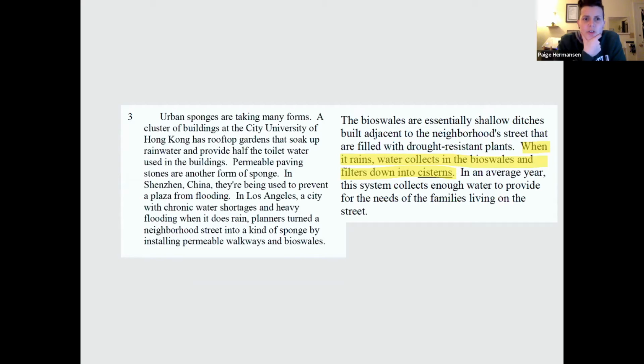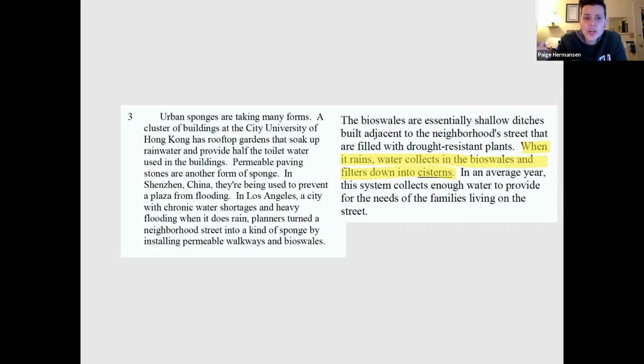Urban sponges are taking many forms. A cluster of buildings at the City University of Hong Kong has rooftop gardens that soak up rainwater and provide half the toilet water used in the buildings. Gross. No, it's actually amazing. It's really fascinating, good for them, but also just toilet. That's always funny. Permeable paving stones are another form of sponge.